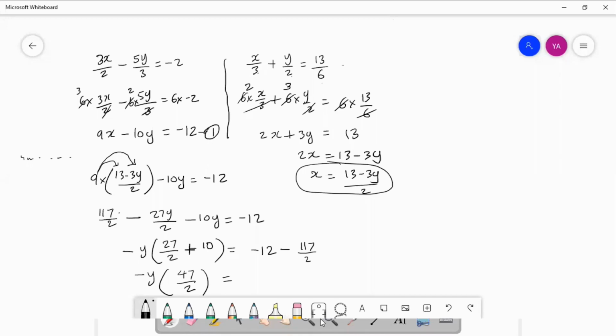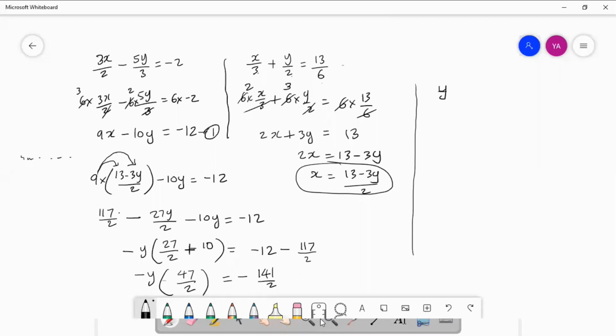This minus 12 you can write as minus 24 by 2. Here it will be adding, because both are minus. So minus 141 by 2. Both terms have a minus sign, so you can cancel the minus sign. Also, the fraction 47 by 2 you take to the right side. So what will be the next step?